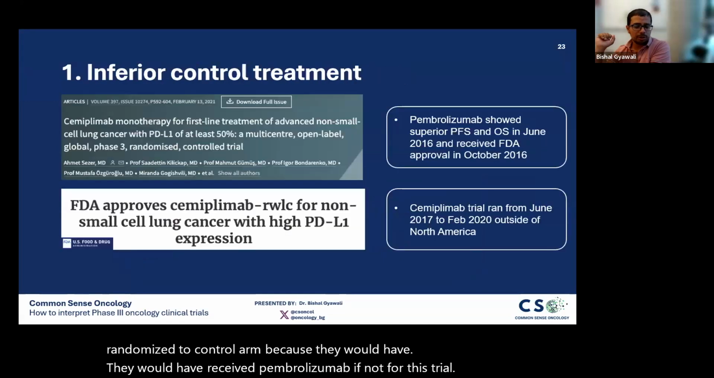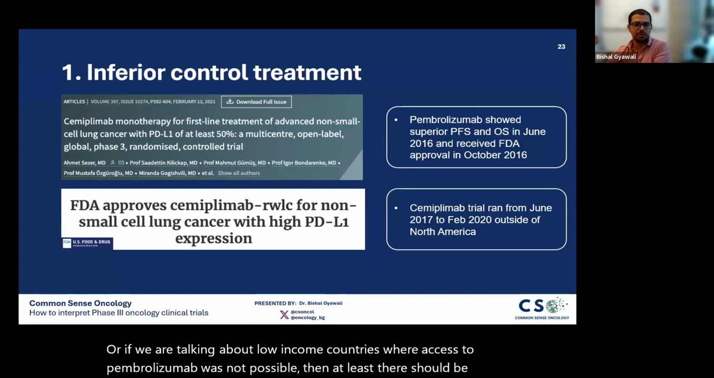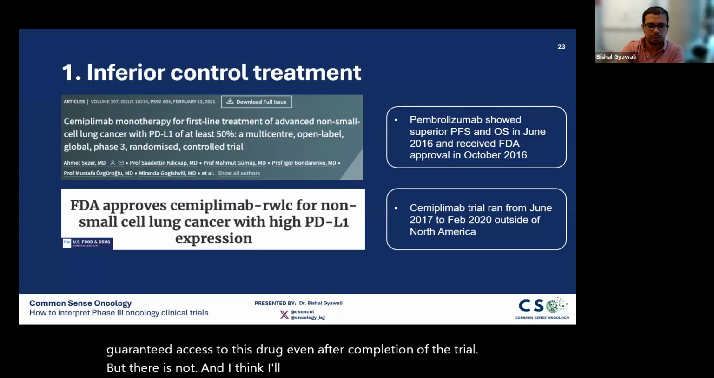Or if we are talking about low-income countries where access to pembrolizumab was not possible, then at least there should be a guaranteed access to this drug even after completion of the trial, but there is not. And I think I'll have some data to show you about this in a couple of slides.